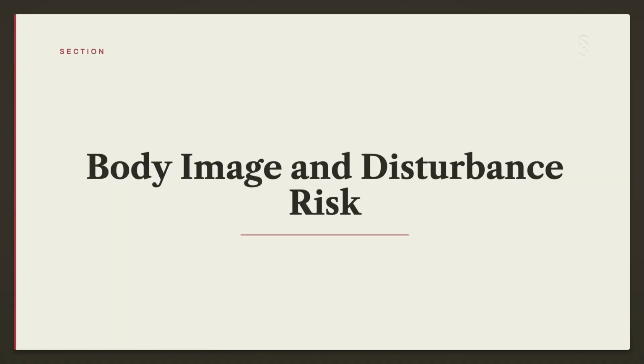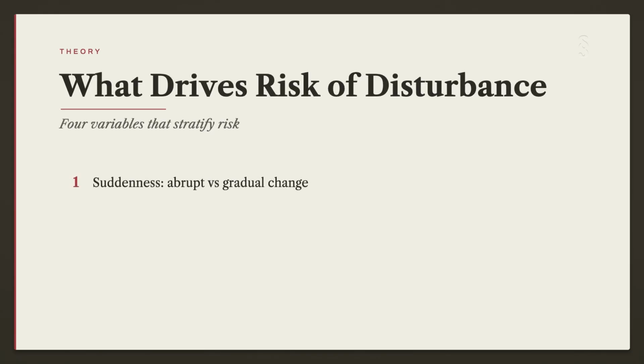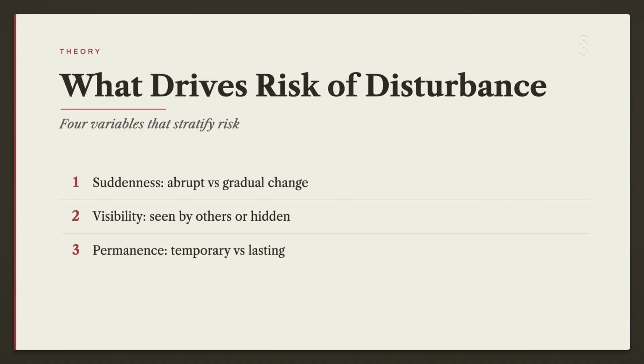Body image is the mental picture we hold of how our body looks, moves, and is perceived by others. It forms slowly over a lifetime, so it cannot be revised on the timeline of a sudden illness or injury. Risk depends on how sudden, visible, permanent, and functionally damaging the change is. Functional loss matters most, because losing the ability to walk, speak, or control elimination changes what a person can do, not just how they look.